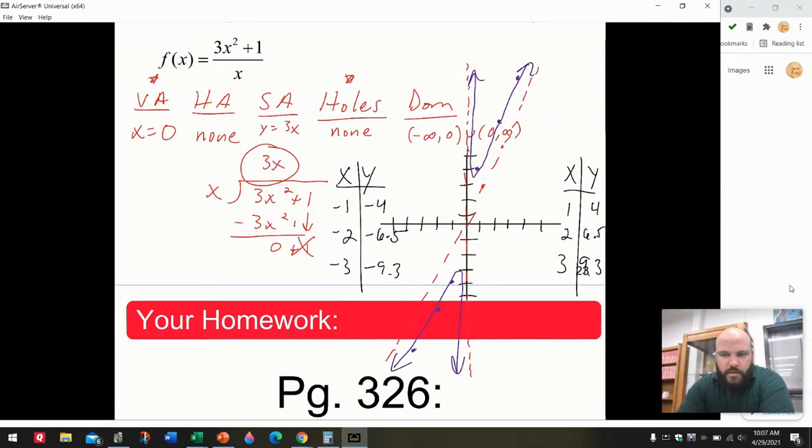So as you can see, that's really not too much more to it. Just finding the slant asymptote involves dividing the numerator by the denominator and then taking the whole part and disregarding the remainder part, and then that becomes your slant asymptote.